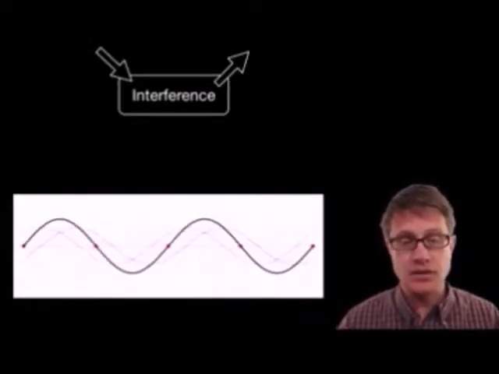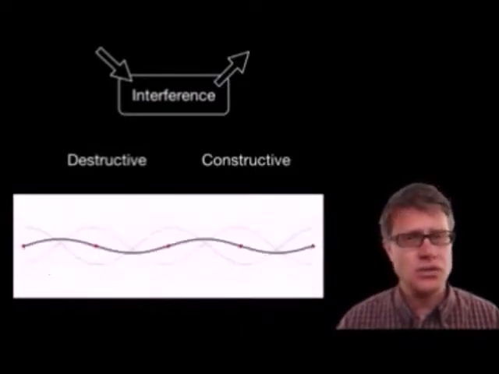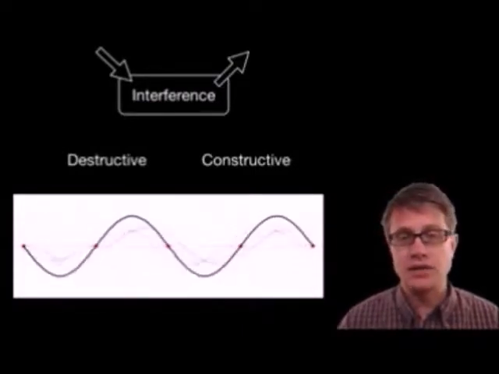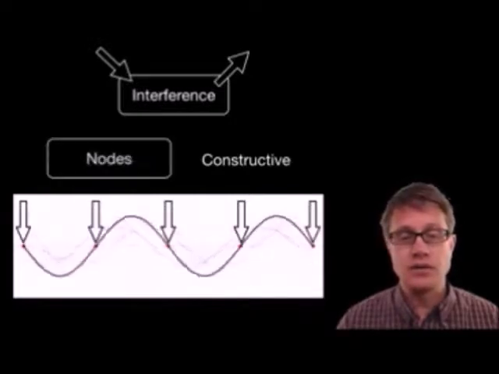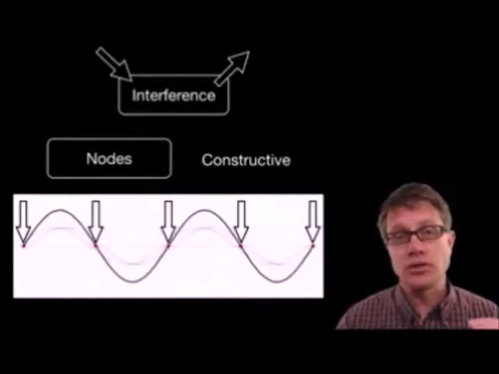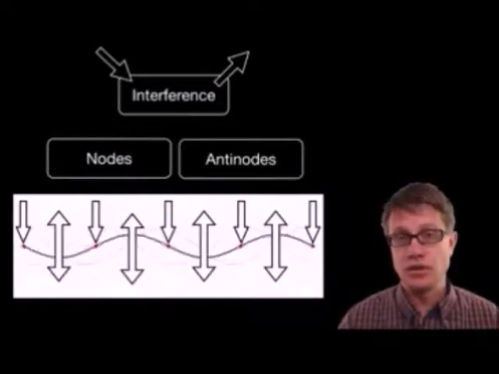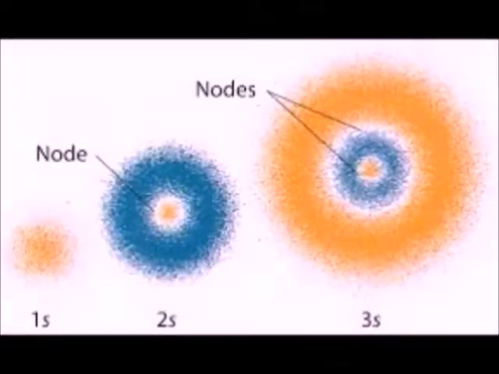If you notice, that standing wave has areas where it's not moving at all, and that's due to destructive interference, where the waves are canceling each other out, and we call those in physics nodes. And then we have total constructive interference in certain areas, and we call those antinodes. That's where it's moving the maximum amount back and forth and back and forth.